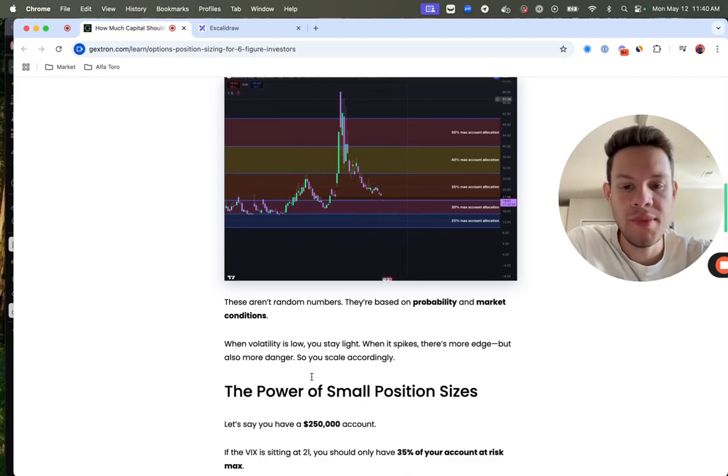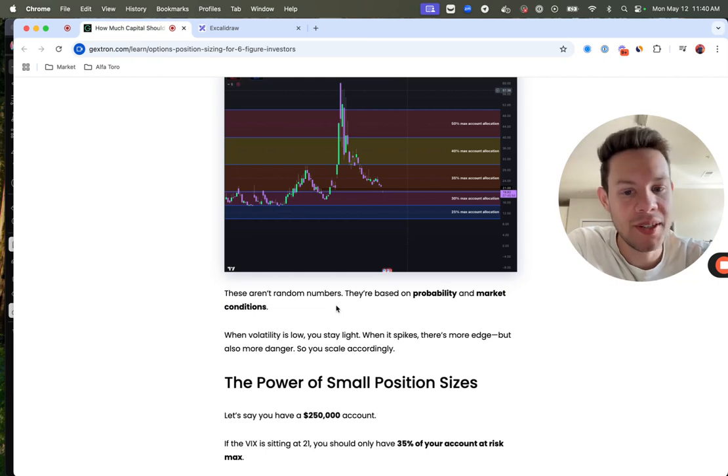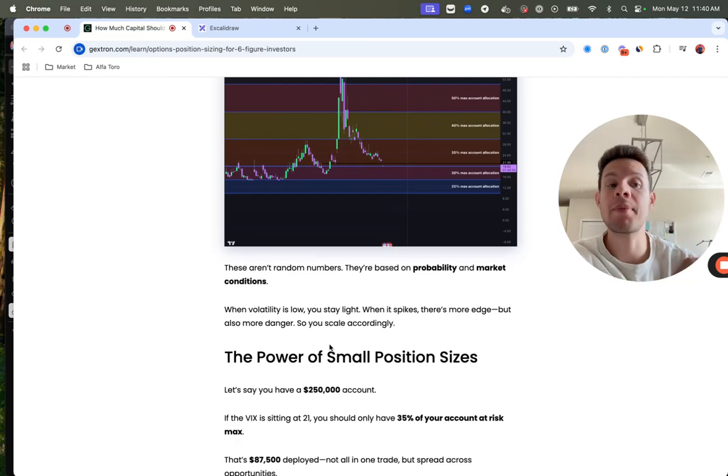So does this mean you put 35% or 40% on one position? Absolutely not. That's just how much you're able to allocate to the market. At least this is our guideline. When we start sizing into a position, we like to keep our position size small, based on our net liquid, not how much buying power we have or our total account value.